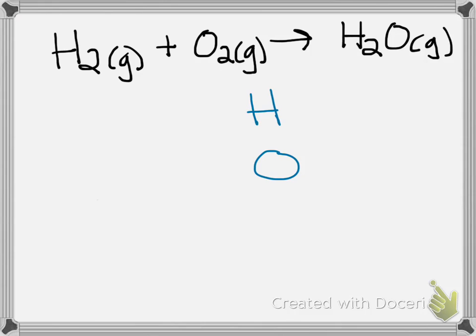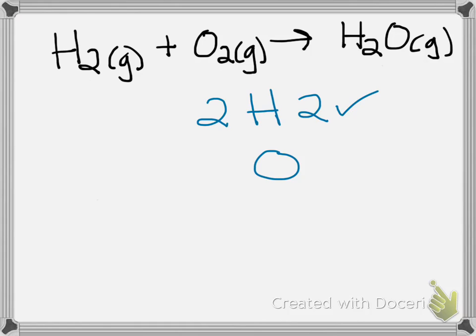Now I'm going to record initially how many of each atom type I have. On the reactant side, I have 2 hydrogen atoms. On the product side, I have 2 hydrogen atoms. So I've got the same number of hydrogen atoms on the left as I do on the right. We would say that hydrogen was balanced. Check. We don't have to worry about it.